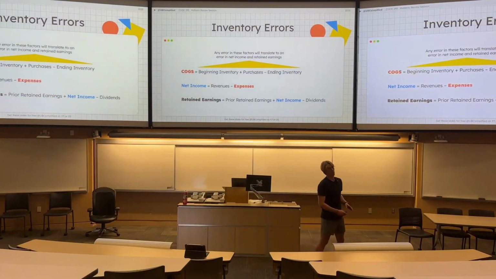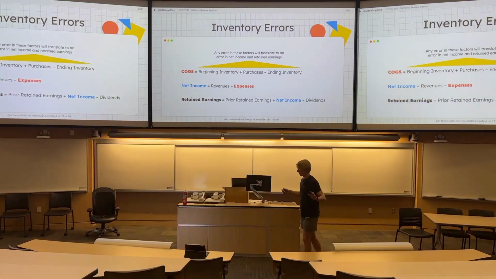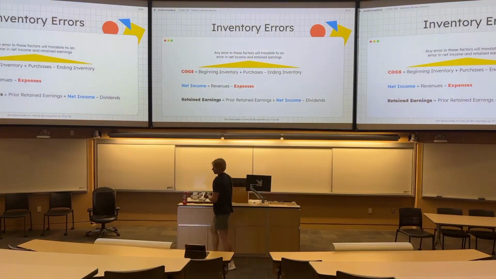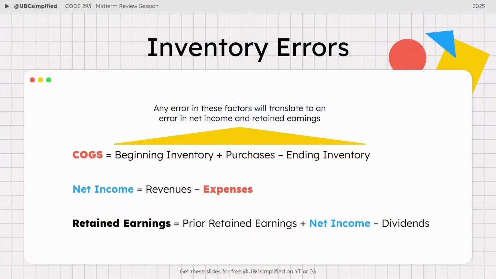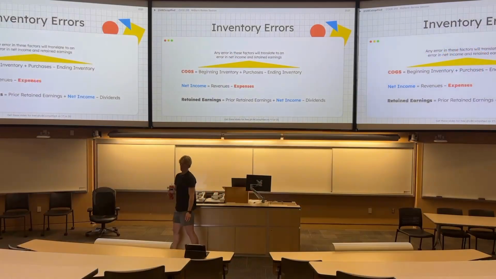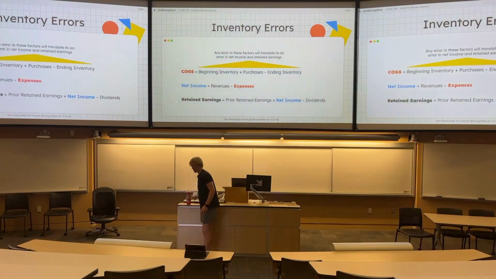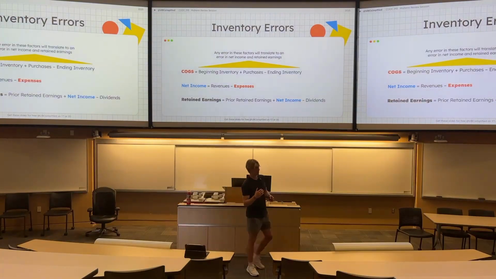So what happens if we make a mistake? Because accountants apparently make a lot of mistakes. So any error in these factors is going to flow through. We kind of just think about these different equations, and they're all going to flow into each other. So our COGS flows into our expenses, and then our expenses are part of our net income, which flow into our retained earnings. So keep in mind how those are all affecting each other. And then also just keep in mind the signs of it.